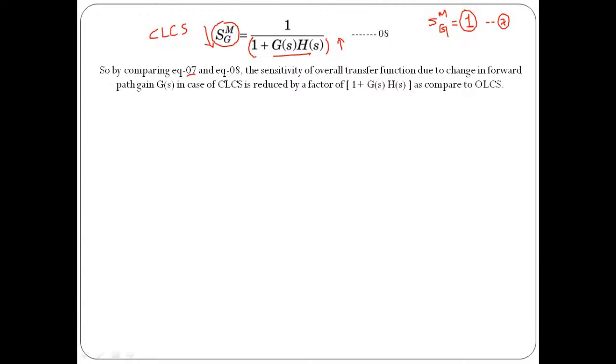Sensitivity in the case of an open loop control system when we vary forward path gain is nothing but 1, and the sensitivity in the case of a closed loop control system when we vary forward path gain is reduced by a factor of 1 plus G(s) into H(s). Based on this statement, one simple theoretical question was asked in a previous year GATE: in a closed loop control system, if we vary forward path gain, by what factor is the sensitivity reduced if the feedback path is negative? The answer is 1 plus G(s) into H(s). If they ask for positive, it will be 1 minus G(s) into H(s). I hope this point is clear to everyone.